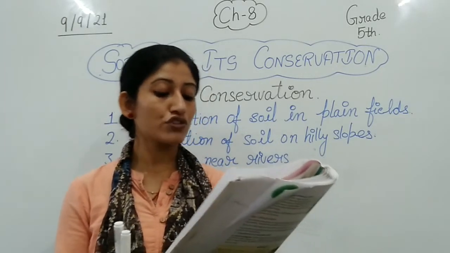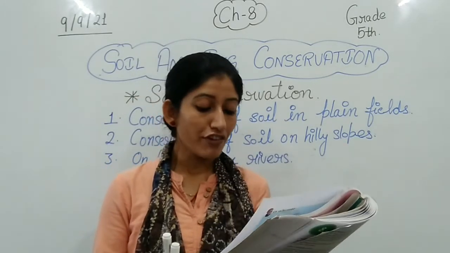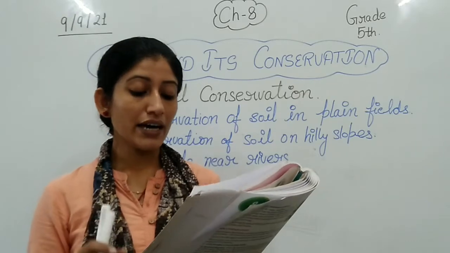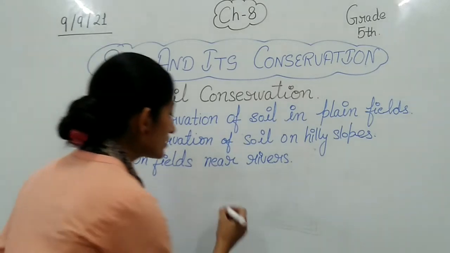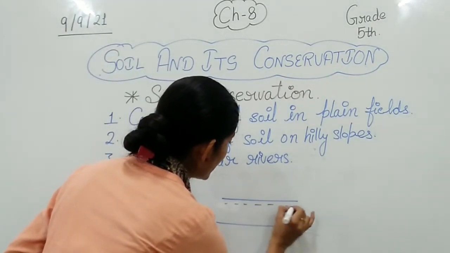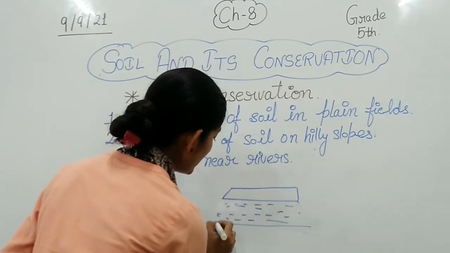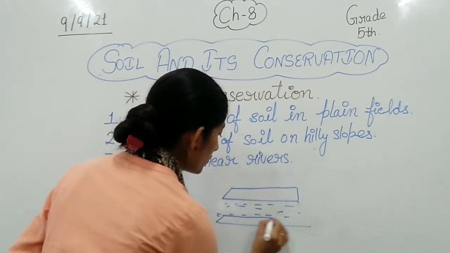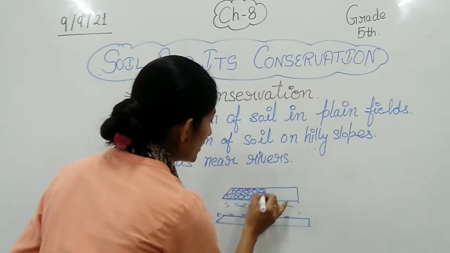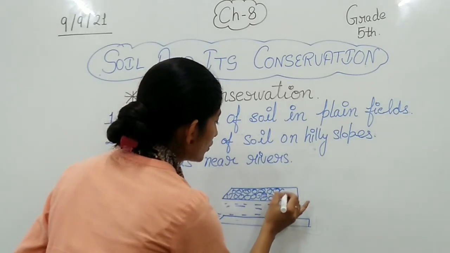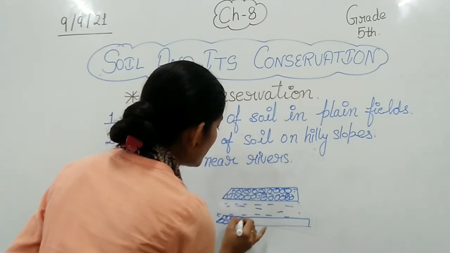Embankments are walls of stone or rocks built on the banks of a river to prevent floods. Bank of the river means, suppose this is the river and water is flowing here. This portion is the bank of the river, and this portion must be embanked with the help of strong stones, so that the river is prevented from overflowing.